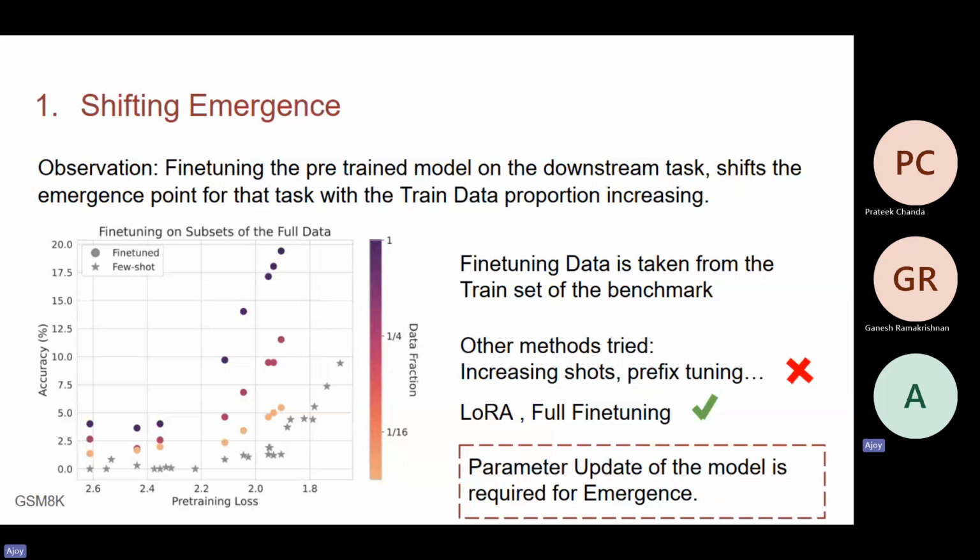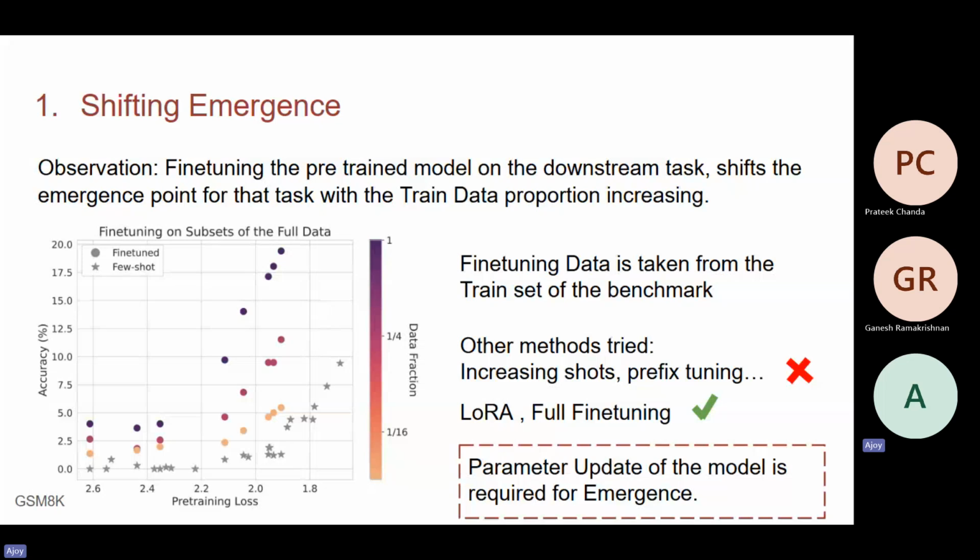So one thing is fine tuning. For example, MMLU or any benchmark has train, val and test, but only test is being used for evaluation. So with the train set which remains, they tried training with different data fractions. Taking half of the training samples available, and fine tuning each and every checkpoint, they found that the emergence curve shifted. So the stars are the few shot emergence curve. Now yellow is 1/16th of the data fraction.